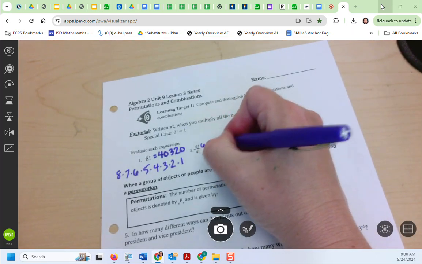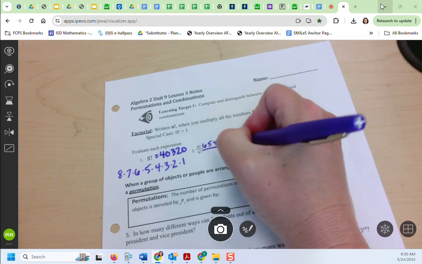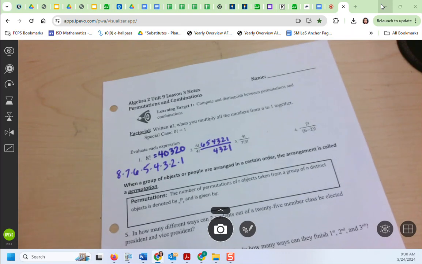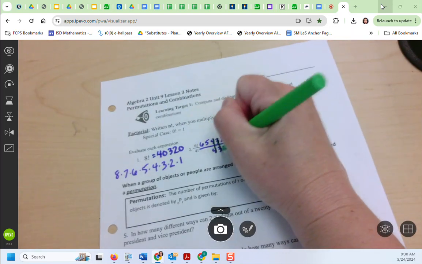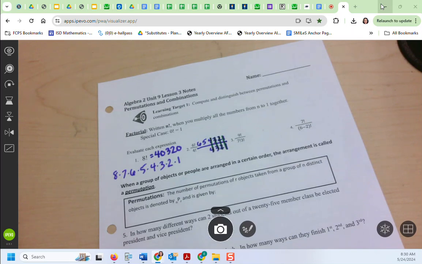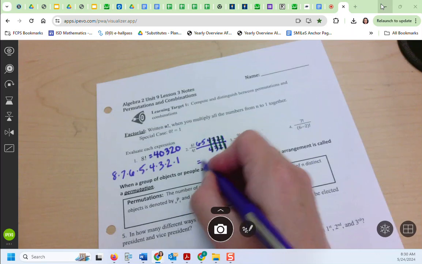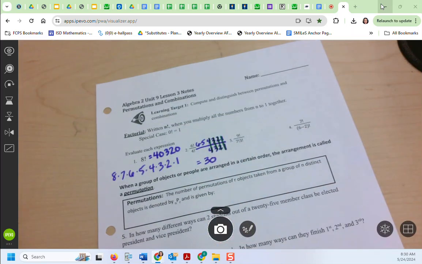6 times 5 times 4 times 3 times 2 times 1 divided by 4 times 3 times 2 times 1. What happens with our numerator and denominator? Cancel. Yes. So if we cancel out the 4, 3, 2, 1, we're just left with 6 times what? 5. Yeah. So it's fine to use the calculator, but it's interesting to notice that you could just do that problem in your head. It would just be 6 times 5, which is still 30. Any questions on that? All right.